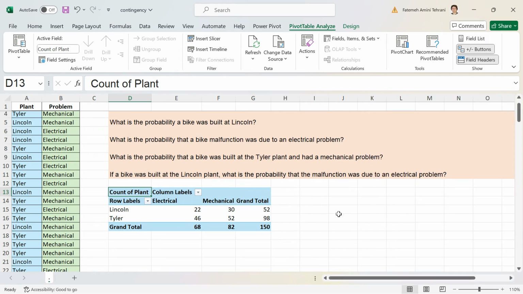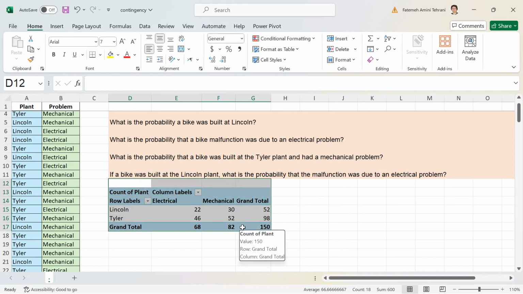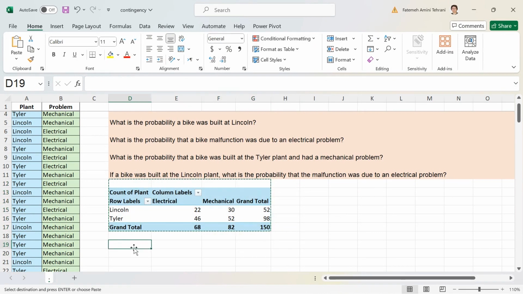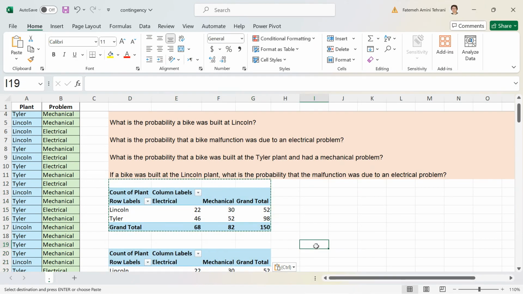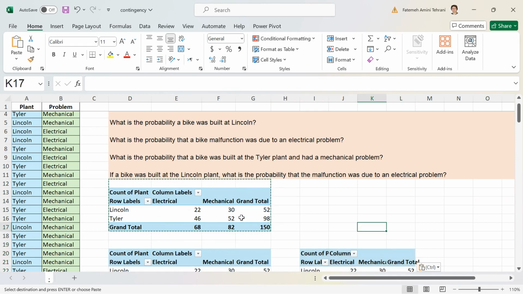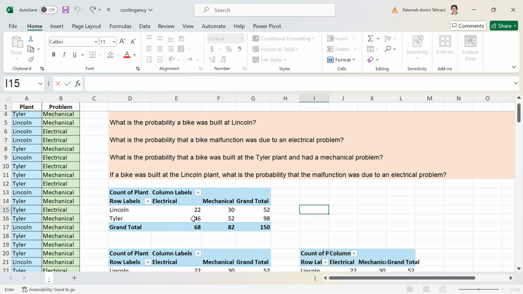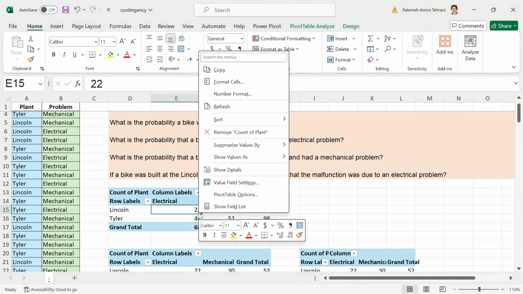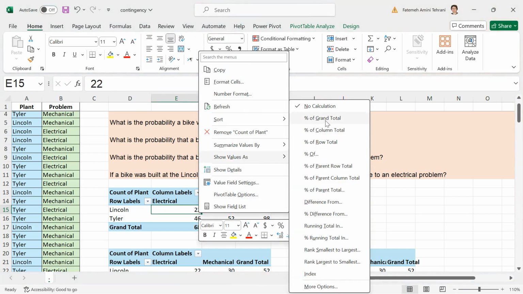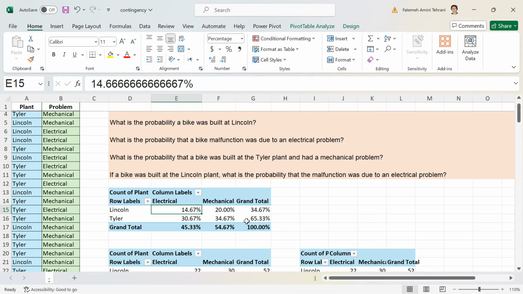Now to find the joint probabilities, I'm going to make some copies from this table. Control C. Look at here, I'm going to convert the first contingency table to a joint probability table to answer the questions we have here. To convert this contingency table to a joint probability table, just right click in the table, Show Values As, percent of grand total. Now I have a joint probability table.